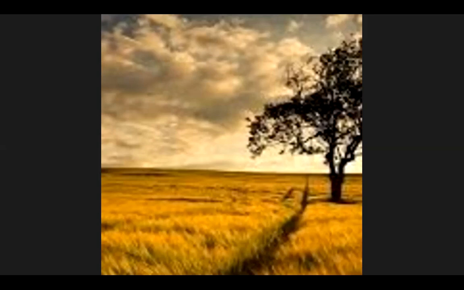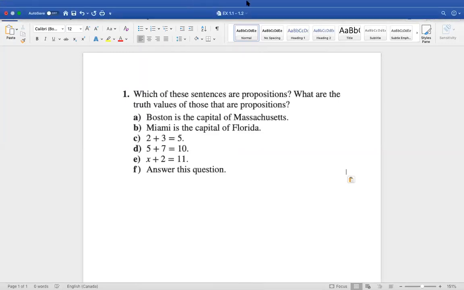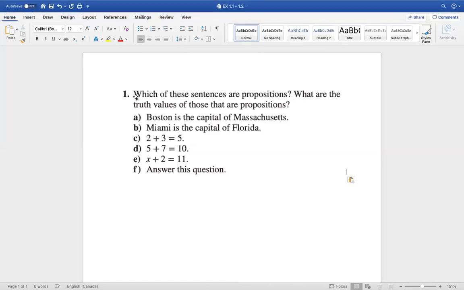Okay, so let's start. Let me share my screen. Okay, is everyone able to see the screen? Yes. Okay, that's right. So let's start with the first question. Here we have a question: which of these sentences are propositions? What are the truth values of those propositions?